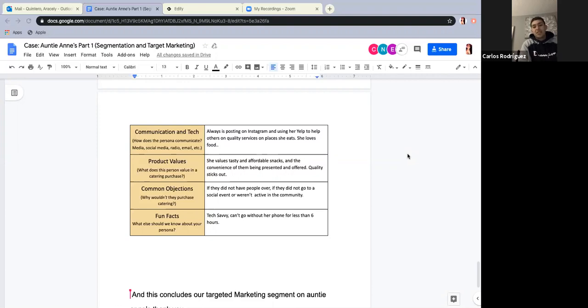Common objections: if the place is not full of people, if they don't go to social events, or when not active in the community. Fun facts of her: she's tech savvy, and can't go without her phone like everybody else for less than 6 hours.